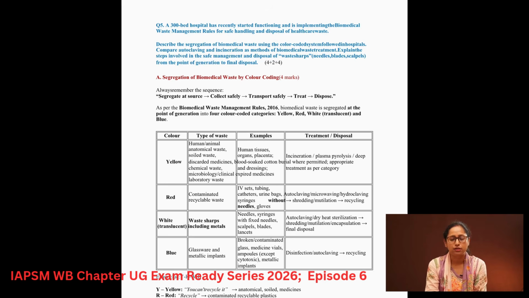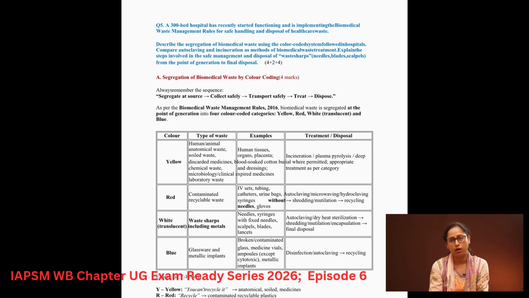Now, if we need to answer this question, first we should be going for the segregation of biomedical waste by color coding. This also please write what is the rule that we are following now as per the biomedical waste management rules 2016. The waste is segregated at the point of generation into how many categories? 4 categories, and those are all color coded: yellow, red, white and blue. You all know that it is given in all the standard textbook, and please write it in a tabulated manner.